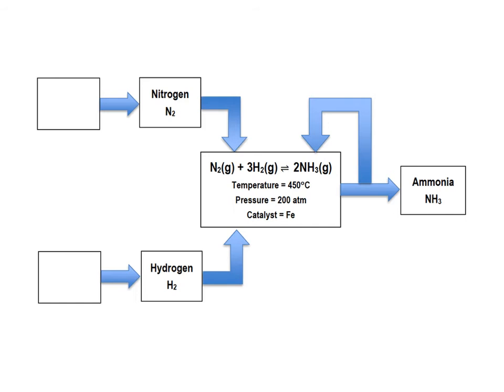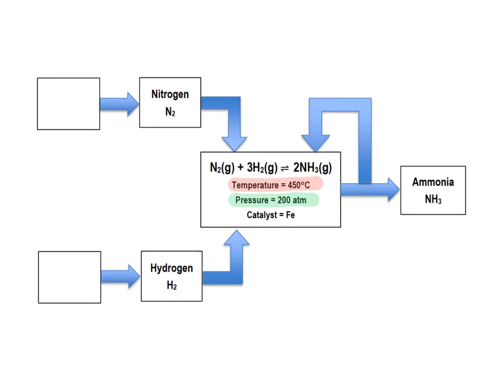So we've got the actual conditions that are used here. We've got a temperature of 450 degrees Celsius, so that will have been judged to be a compromised temperature when factoring in yield and rate. We can also see there's a high pressure, so 200 atmospheres. That means a pressure 200 times greater than atmospheric pressure.